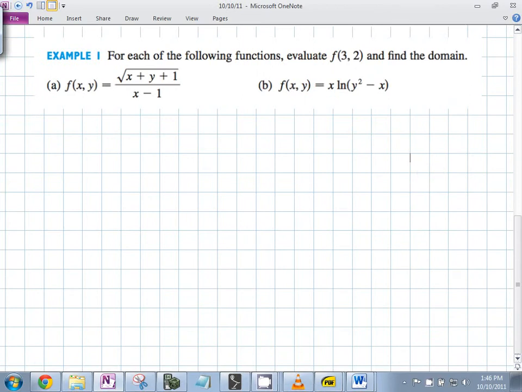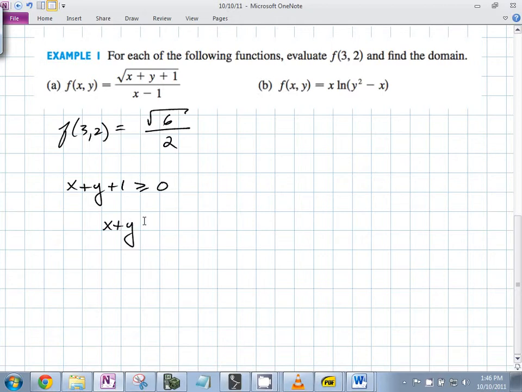So on this first one, what's one thing you know? I guess we'll start with this. f of 3, 2 on the first one is going to be the square root of 6 over 2. Great. Now, if we want to figure out the domain, we have to figure out what things we need to avoid, which is delving into the imaginary land of imaginary numbers, which is the very real world, but I need to be careful about. So we know that x plus y plus 1 has to be greater than or equal to what? 0. So x plus y has to be greater than or equal to -1. That's one way to say it, sure.